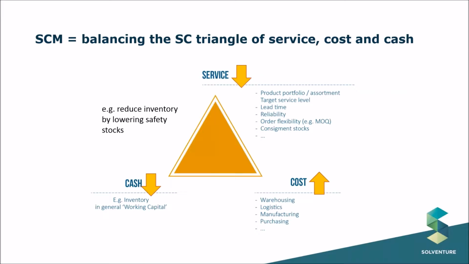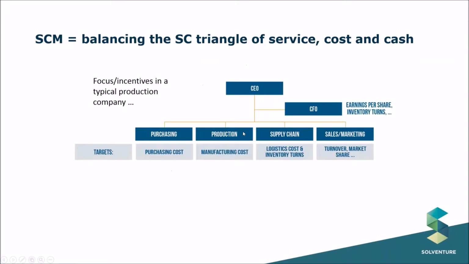So all of this just to mention that we really believe that companies struggle with the balance in that supply chain triangle, and that supply chain management is about a kind of a holistic optimization, the balancing of that triangle. How does it come that we struggle as companies?